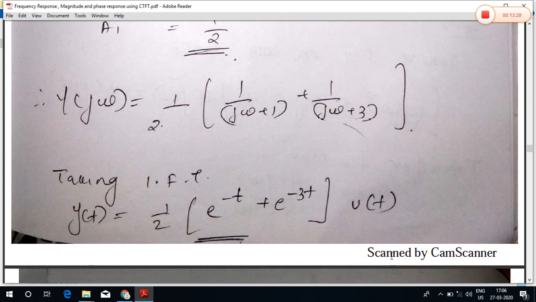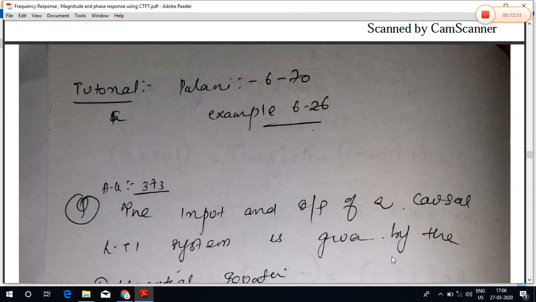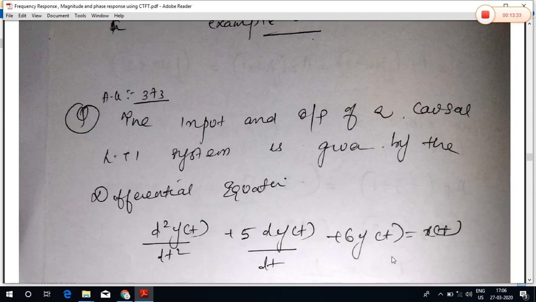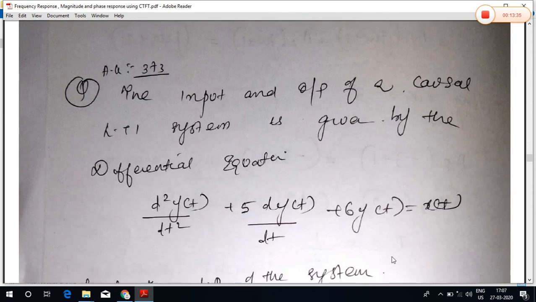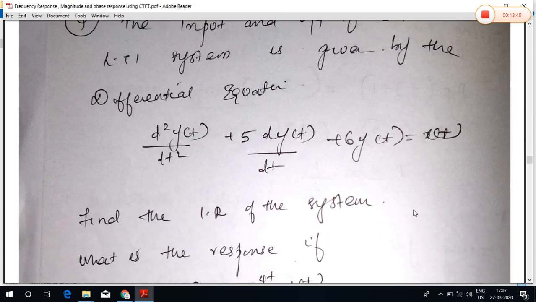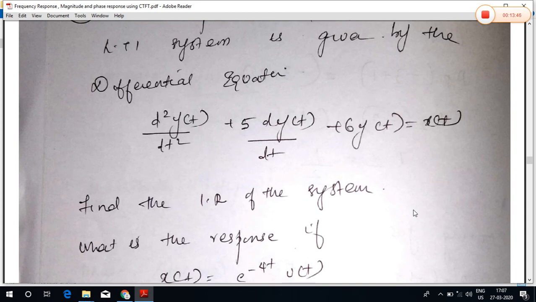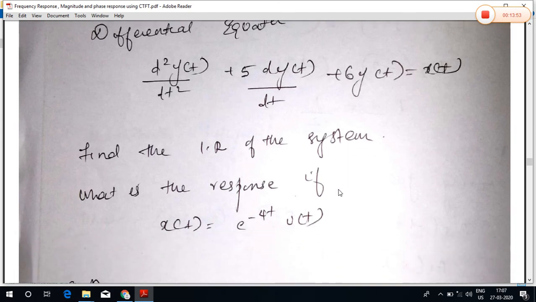Now let's move on to another category of problem that might be asked in this kind of section. Here also, the input and output of a causal LTI system is given by the differential equation d square y of t by dt square plus 5 into dy of t by dt plus 6 into y of t is equal to x of t. Find the impulse response of the system. That is in the same way we have done for the last question also. But here another subsection is given. What is the response if x of t is equal to e raised to minus 4t u of t?